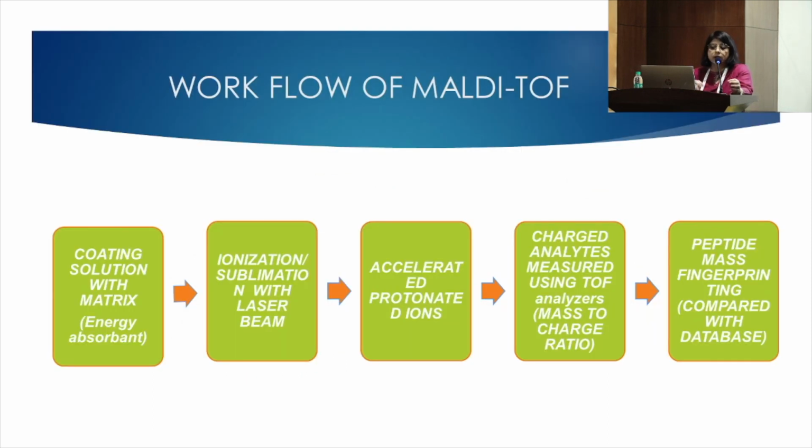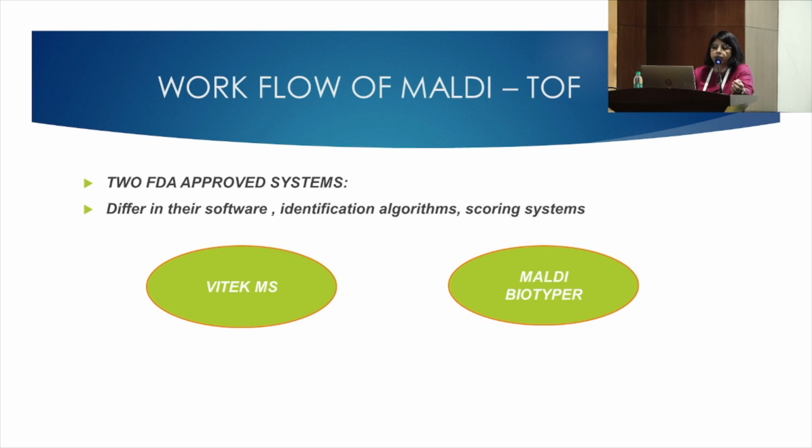That is coating the solution with the matrix, followed by laser exposure and ionization, generating accelerated protonated ions, and then analyzing them. So you basically detect the mass-to-charge ratio, and it generates a peptide mass fingerprint, which you can compare with your database. Now, there are two systems we use, BRiCC MS and MALDI Biotyper. It's the same thing, but they differ in the software.